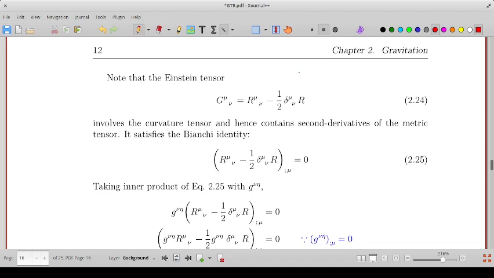We now note that the Einstein tensor is given in terms of the Ricci tensor and the Ricci scalar and defined as G mu nu equal to R mu nu minus half delta mu nu times R, and this involves the curvature tensor. So R mu nu is obtained from the contraction of the curvature tensor, and hence it contains the second derivatives of the metric tensor.